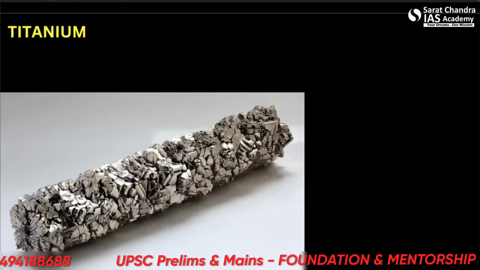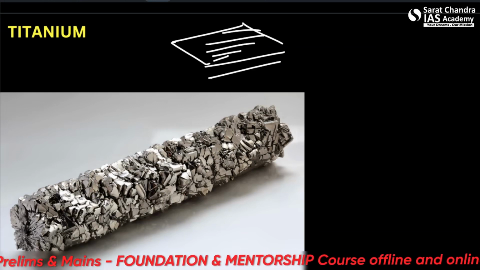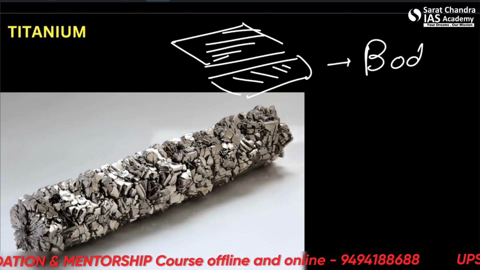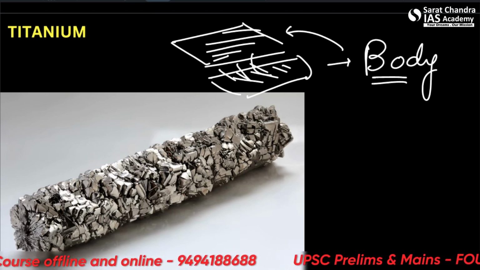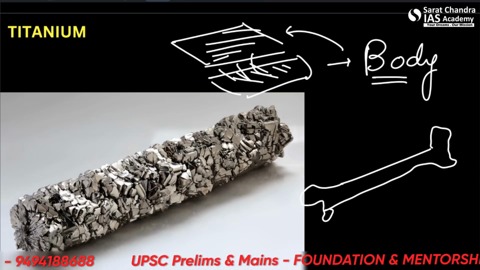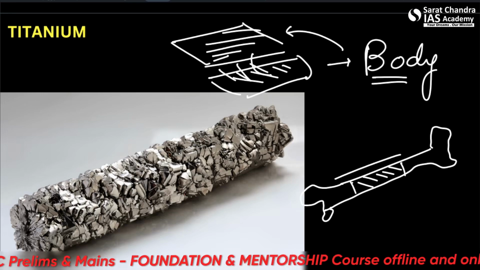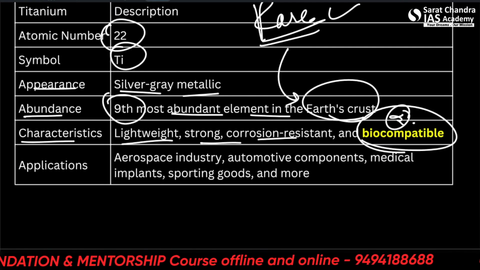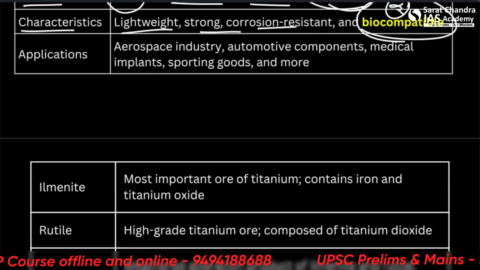What does it mean? That it does not toxify a living tissue. That means you can keep it inside your body and it will not harm your living tissue, even if the tissue grows around this. So that is why titanium is used in implants. Let's say your bone is broken, then a titanium bone can replace it and tissue can grow around this and it won't toxify it. Alright, so this is the most important property. Another question has been asked in the prelims with the same property. We will see.